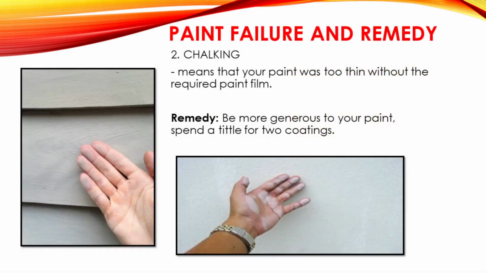The second type of paint failure is the chalking. It is a loose, white powdery pigment residue on the surface of a coating accompanied by a loss of sheen and color.